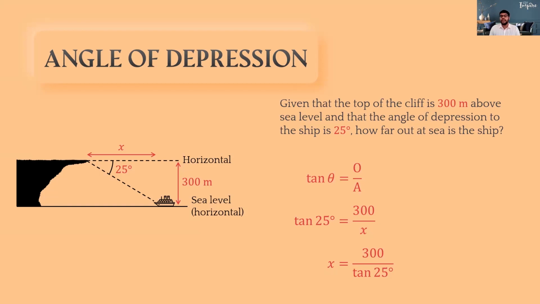So tan 25, we have to look for this value in the trig table. Okay, so when you look for the value, you get 0.4663. Okay, now children, 300 divided by 0.4663, you get 643.4. So if I round it to the nearest meter, children, I get 643 meters as my answer, right? This is the distance. So the ship is 643 meters out at sea, right?